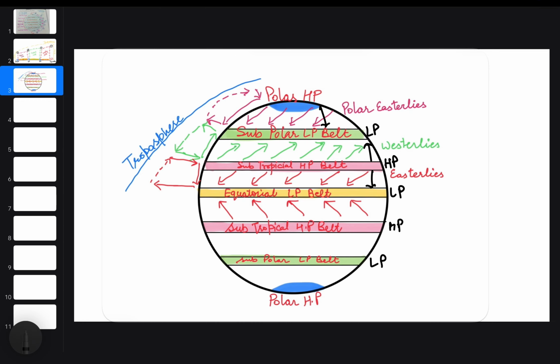So instead of moving straight from 30 degrees to the equator, when the wind moves from high pressure to low pressure areas, it will deflect to its right side. That is the deflection. So the wind coming from the high pressure to the low pressure towards the equator will deflect to the right side.